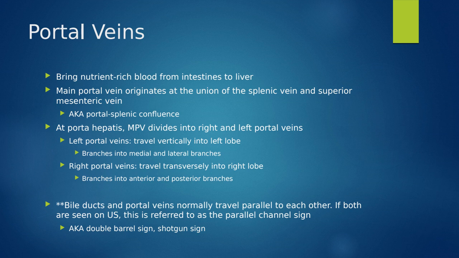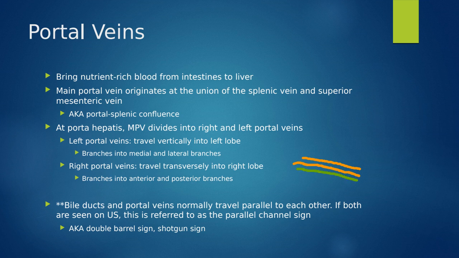Usually, the bile duct and the portal vein travel parallel to each other, and the artery travels perpendicular between those two. So because the bile ducts and the portal vein travel parallel to each other, on ultrasound, we refer to this as the parallel channel sign, or double barrel sign, or shotgun sign. So what does that mean? So that means here we have our portal vein traveling, and here we have a bile duct traveling.